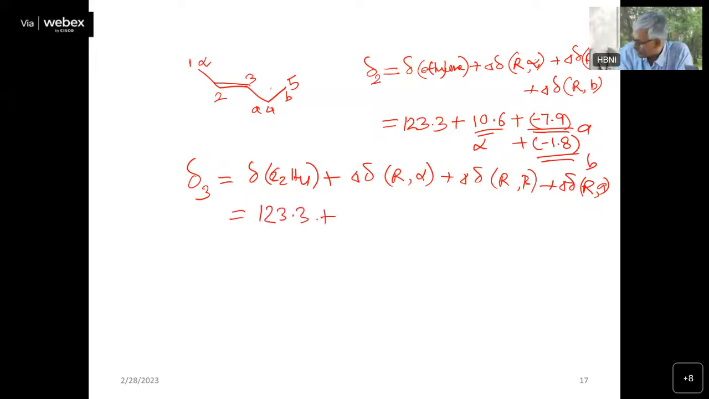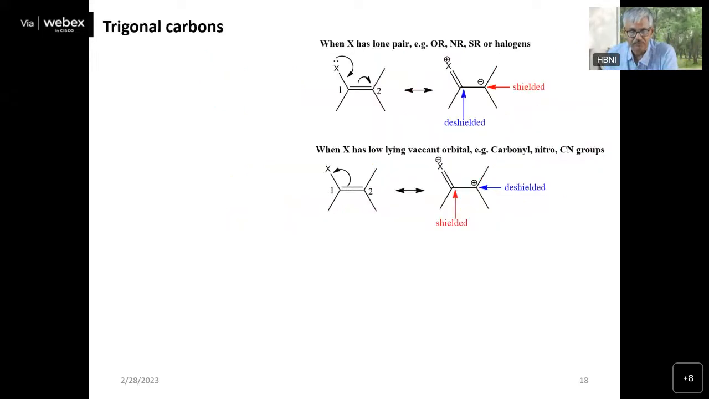123.3 plus R alpha is 10.6 plus 7.2 plus minus 1.8. Okay. So you can finally find out. So this is the way one has to find out what the chemical shift values should be.